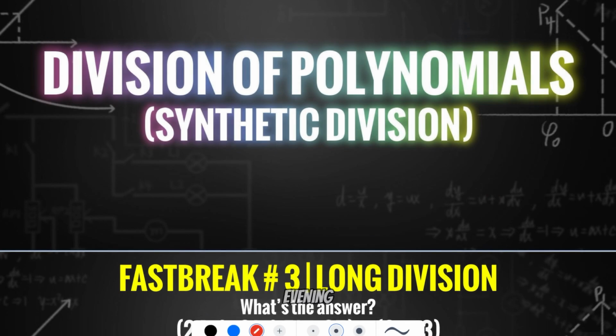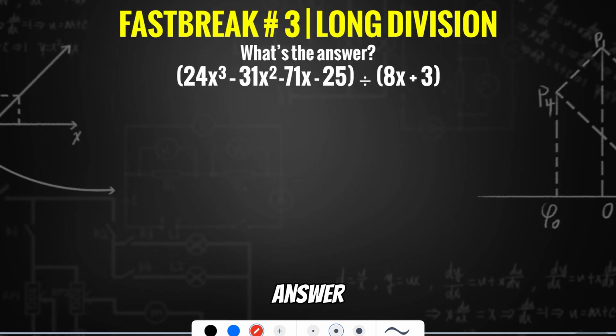Hello guys, good evening. So let's talk about division of polynomials, and this time it's the synthetic method of division. But before that, let's answer fast break number 3 from our last topic, long division. The problem is 24x cubed minus 31x squared minus 71x minus 25, divided by the quantity of 8x plus 3. So we're going to answer this using the long division.